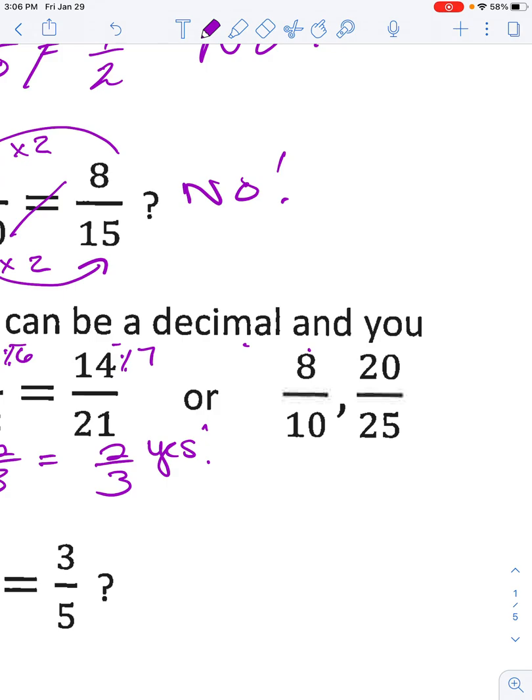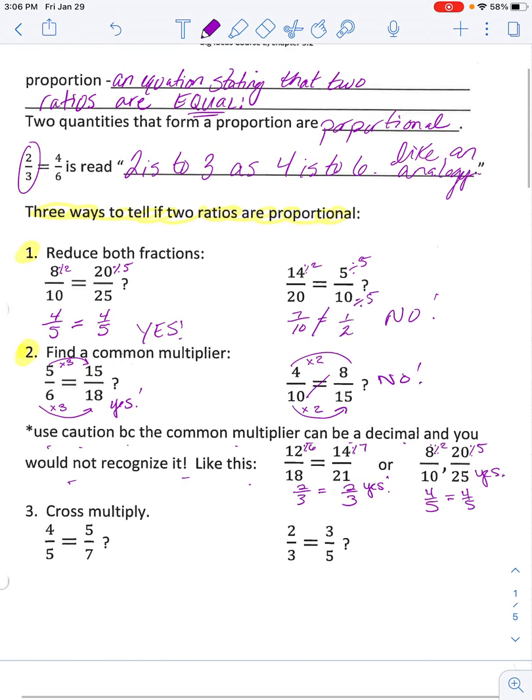Over here, again, there's nothing easy peasy to multiply using that, so I wouldn't use that. I would simplify and get 4/5. I would simplify and get 4/5. Those are both proportional. Okay, so that's what I was talking about earlier. It depends on what your ratios are, depending on what you're going to use.